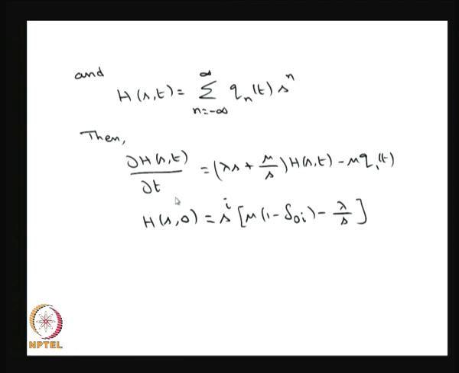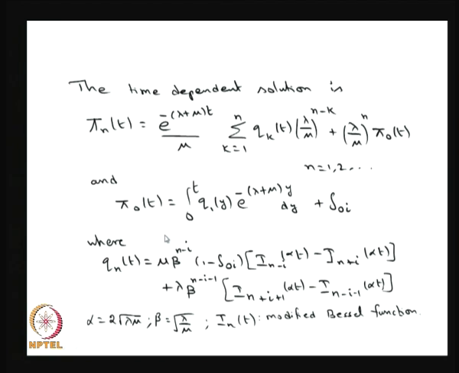So, now the question is, you have to solve this PDE using this initial condition. Using some identities of the modified Bessel function, one can get the solution pi n of t in terms of pi naught, where pi naught you can get in terms of q1, where all the qn's satisfy this equation, that is in terms of the modified Bessel function.